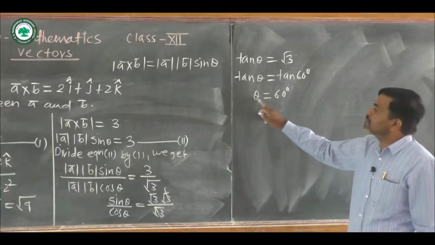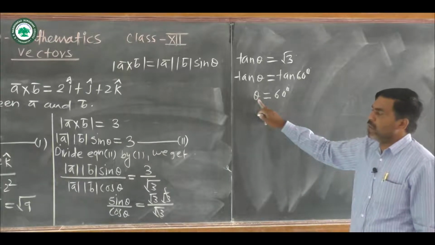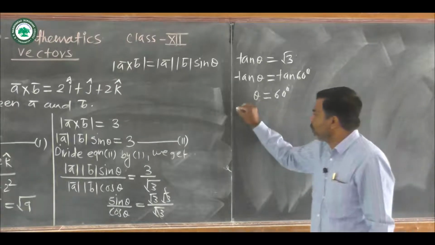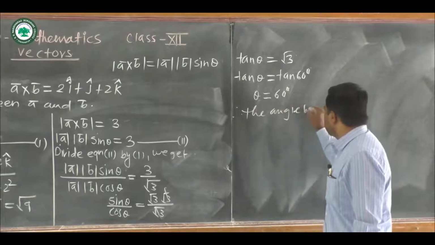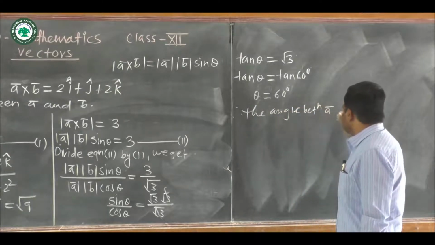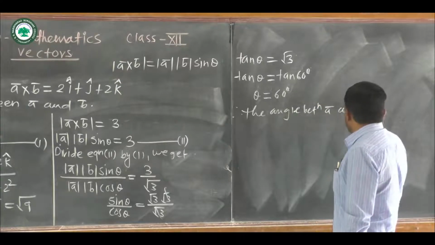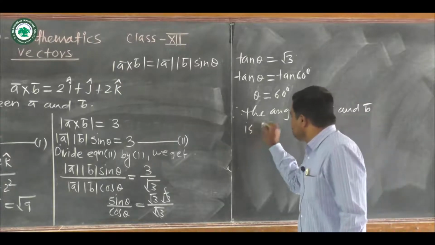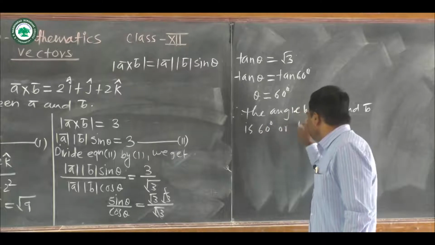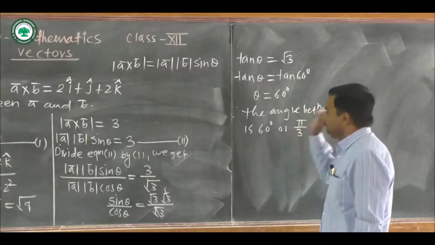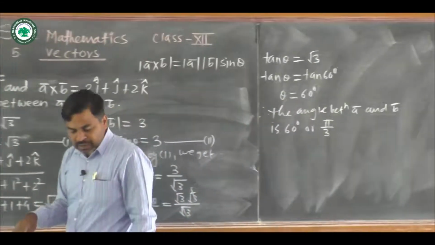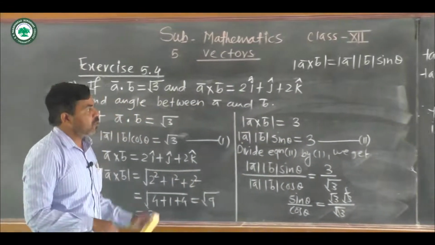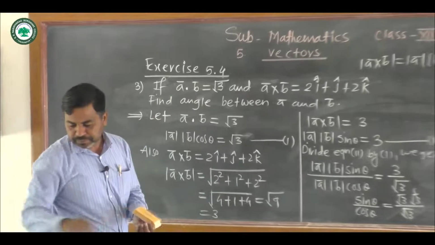So this theta is the angle between A bar and B bar. Therefore the angle between vector A bar and vector B is 60 degree or pi by 3 radian. So in this way we have completed the solution for this third question.